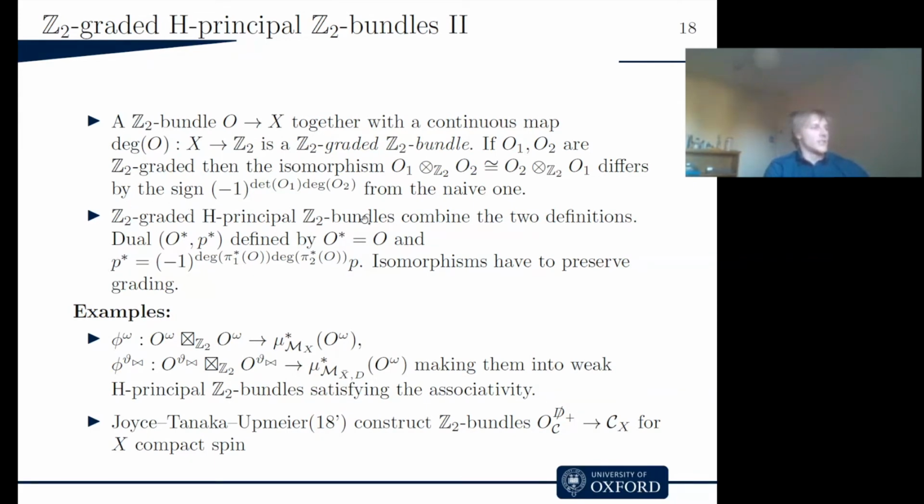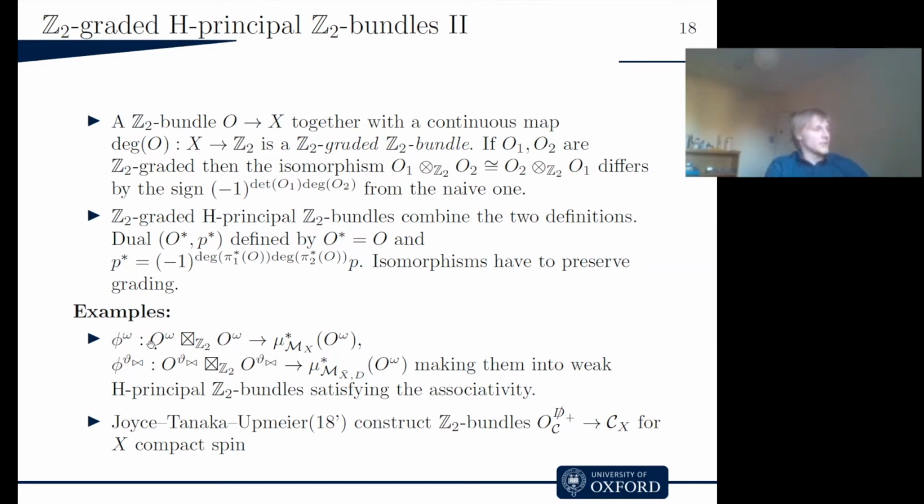So a Z2 graded H-principal Z2 bundle combines the above two definitions. And in this case, if you have a strong H-principal Z2 bundle OP, then you can associate to it O star P star, its dual, which usually when you associate a dual to a Z2 bundle, nothing changes. But in this case, obviously the Z2 bundle itself is unchanged, but this P star has these extra signs in them which one needs to keep track of. And isomorphisms of these Z2 graded Z2 bundles, which are also H-principal, need to preserve this grading.